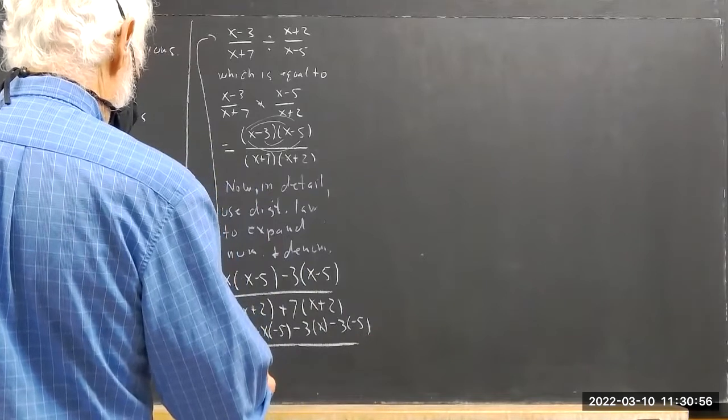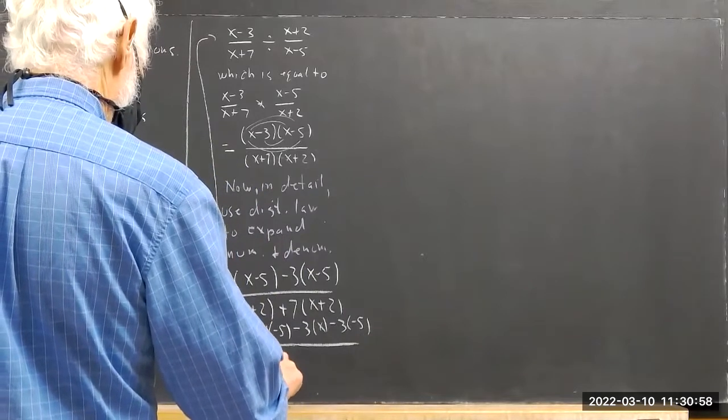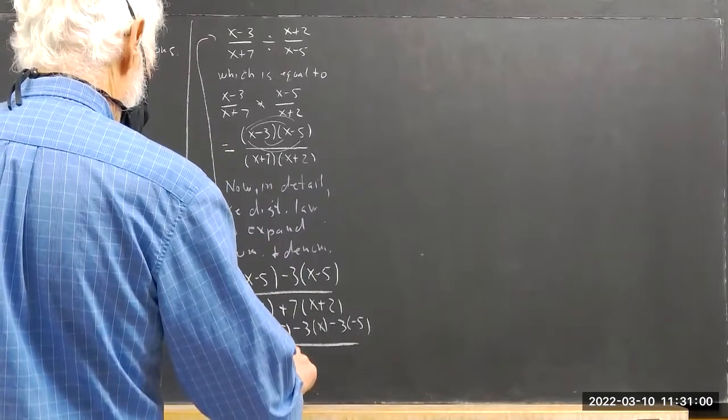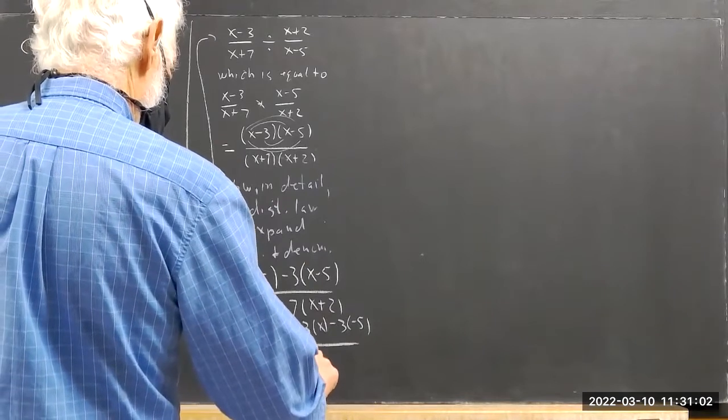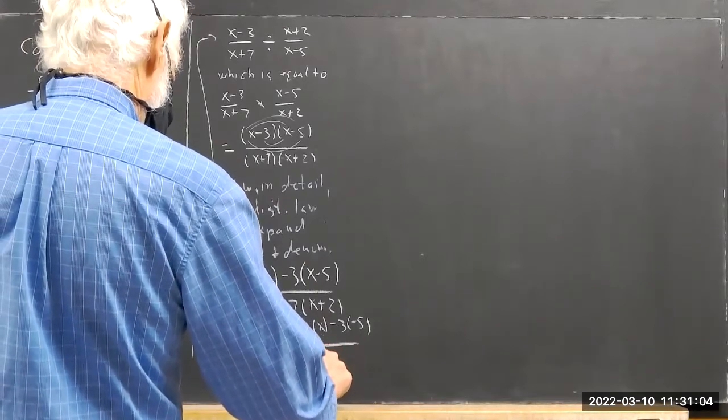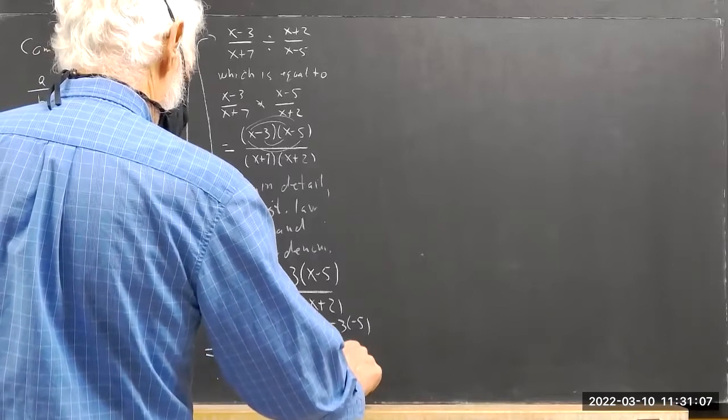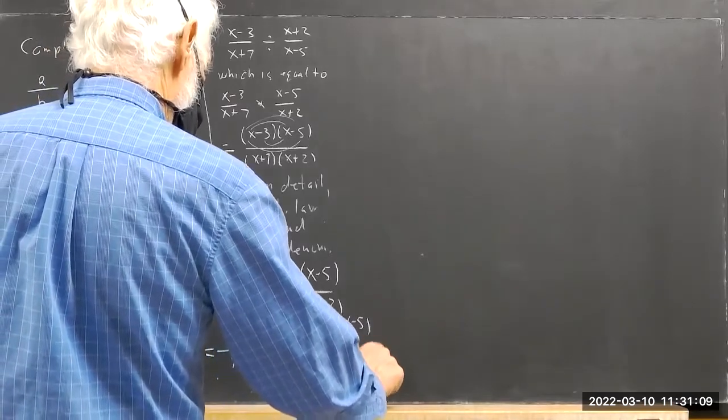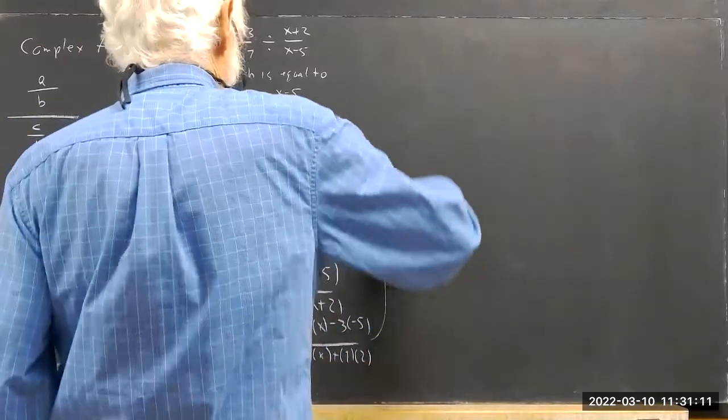That's divided by x times x plus x times 2 plus 7 times x plus 7 times 2. And it will come up here.